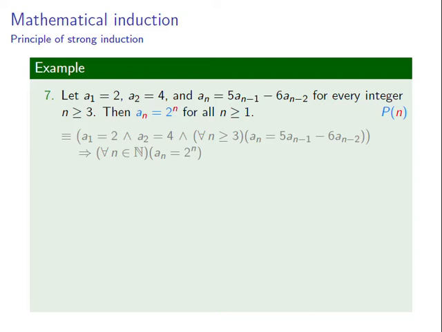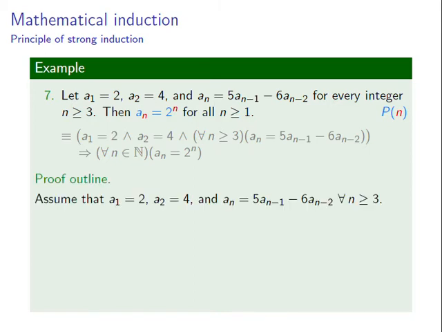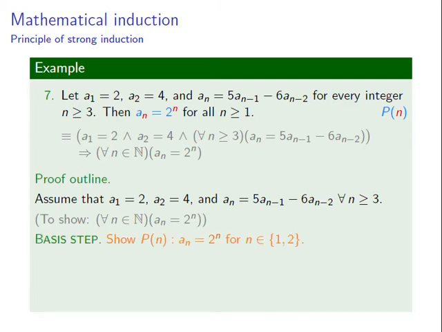Let P of n be the predicate an is equal to 2 raised to n. We begin the proof by assuming the antecedent of the claim. Our goal is to show the consequent. We shall do this by induction on n. For the basis step, we shall show that P of n is true for n equal to 1 and 2. The reason for the choice of the number 2 will be apparent when we give the details of the arguments in the inductive step.